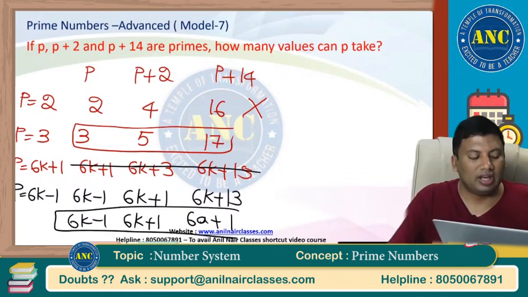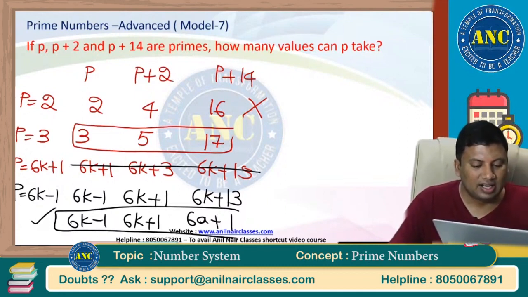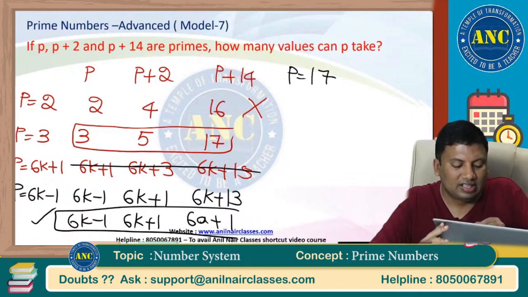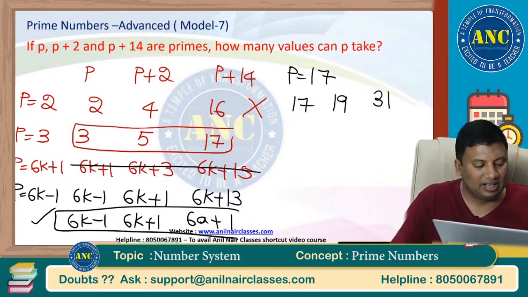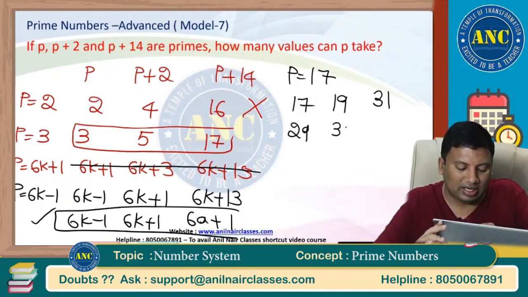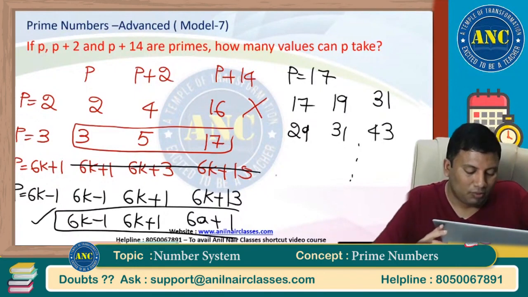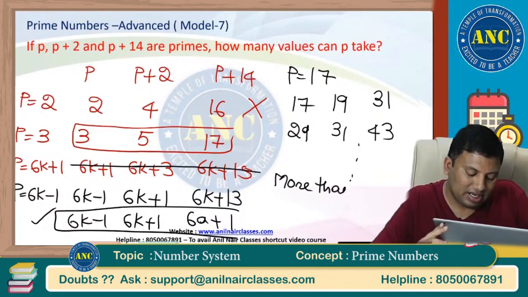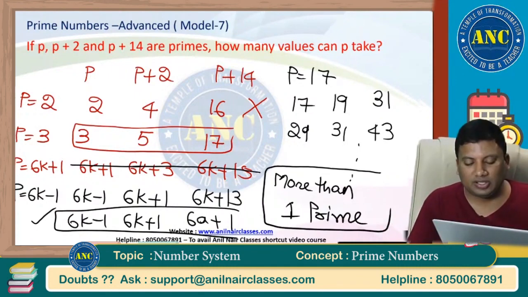Again the same case. There are a lot of prime numbers of the form 6k minus 1 which give the answer. Let us see. If p equivalent to 17, 17 plus 2 is 19, 17 plus 14 is 31: 17, 19, 31. This is the case. Suppose I take 29, 29 plus 2 is 31, 29 plus 14 is 43. This is another one. There exists more than one prime number which will satisfy this condition. Each and every question, kindly revise it as many times as possible so that this subtopic will be over. 6k minus 1, 6k plus 1 and 6a plus 1. I hope the idea is clear.